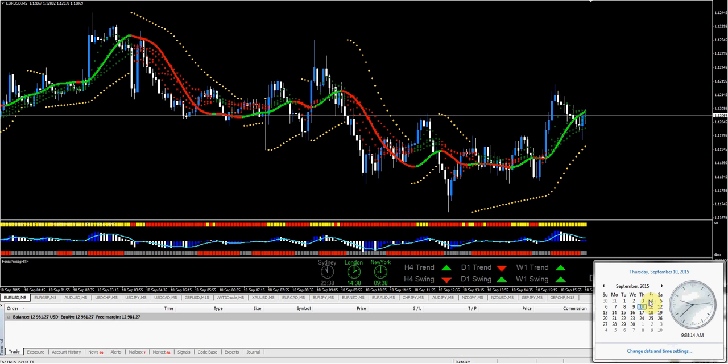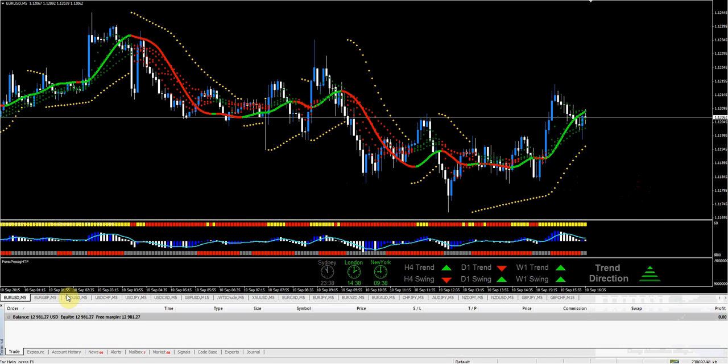Hey folks, today is September the 10th. It's currently about 9:38 in the morning. I've been switching back and forth through the currency pairs, and so far we don't have any proper setups yet.